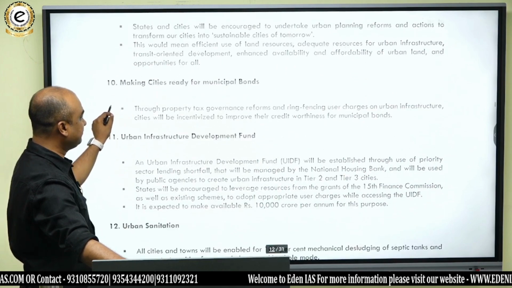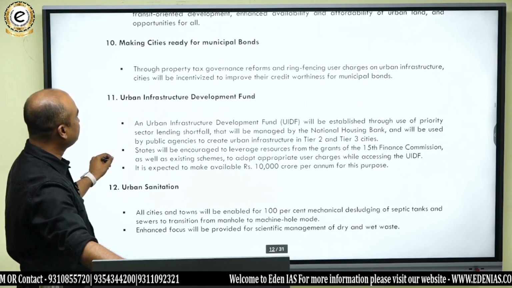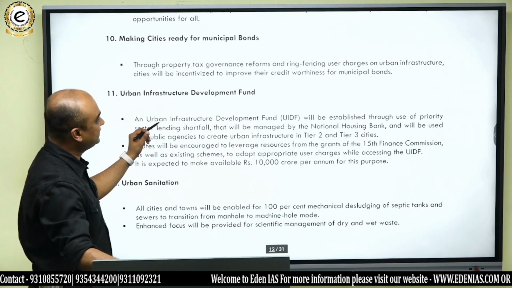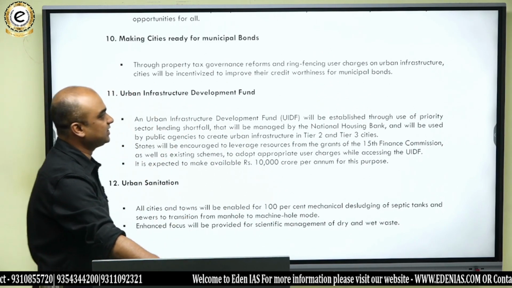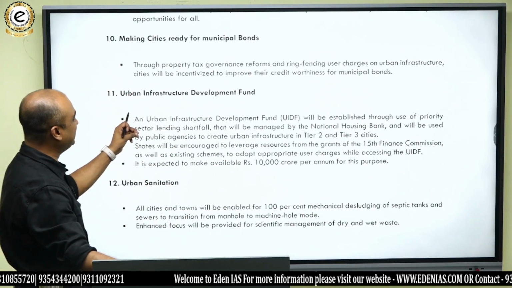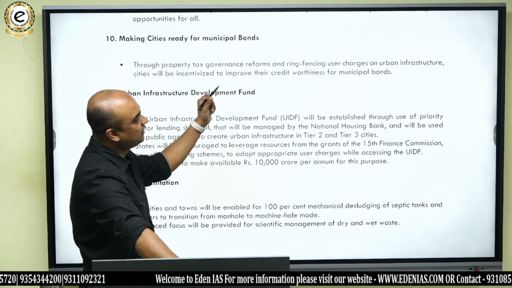Making cities ready for municipal bonds. Through property tax governance reforms and ring fencing user charges on urban infrastructure, cities will be incentivized to improve their credit worthiness for municipal bonds.